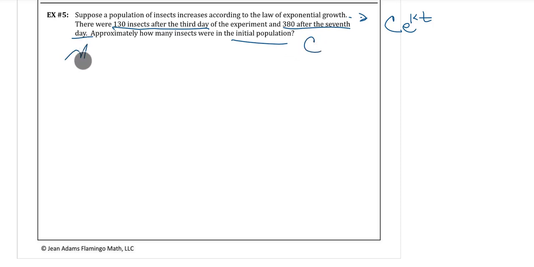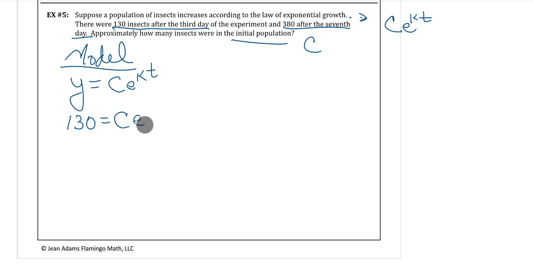So we know our model is going to look like this: y equals C e to the kt. So we can go ahead and use those 2 conditions to write 2 equations and solve a system of equations. So the first condition we're given is that there are 130 insects on the 3rd day. So that would be C e to the 3k. And then we're also told that there are 380 insects after the 7th day. So that would be C e to the 7k. Oh, I'm sorry, these should be Ks because we're substituting for t, not k. So this is k, this is k.